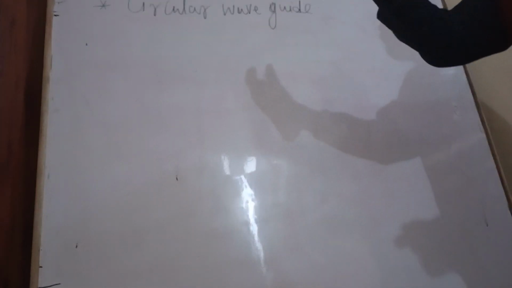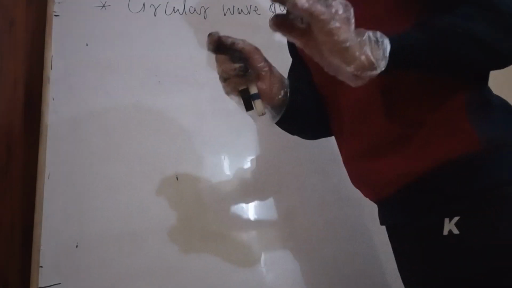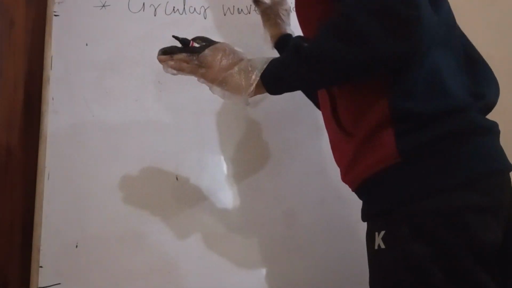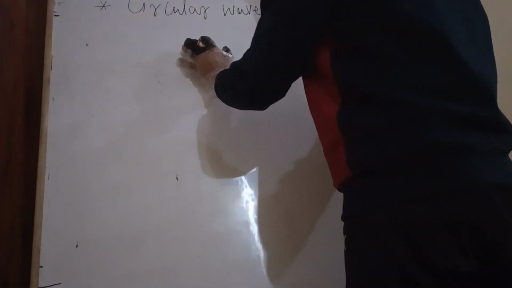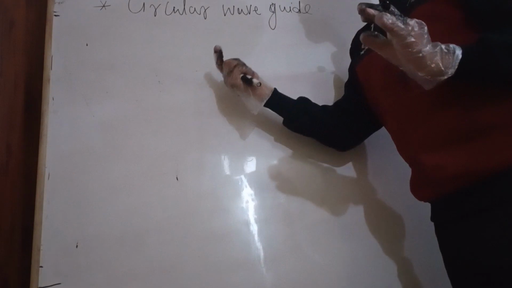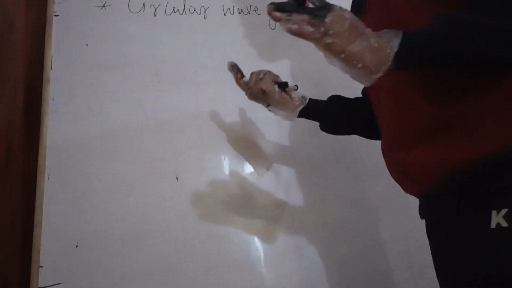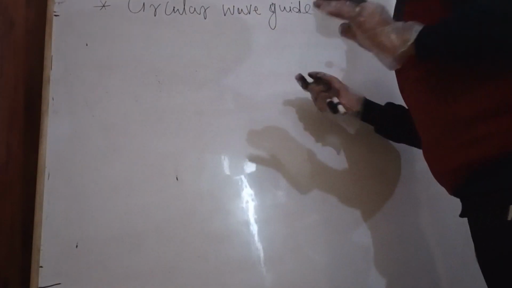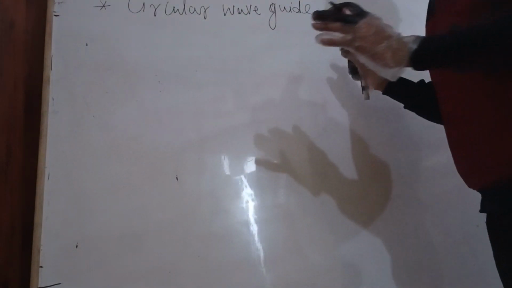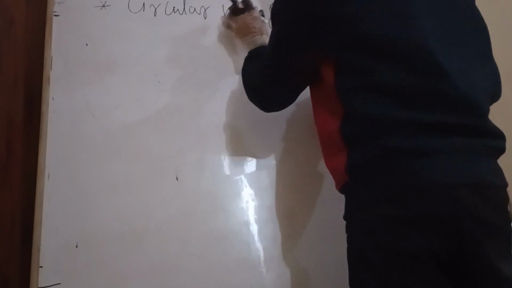Actually this is about a question. Because the question is given about circular waveguide, we just introduced some types of waveguide, what a waveguide actually is, why we use it, and what its purpose is. So here we will see the circular waveguide directly.